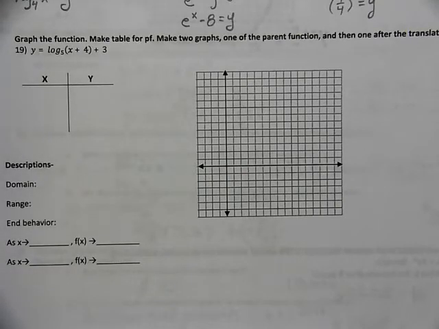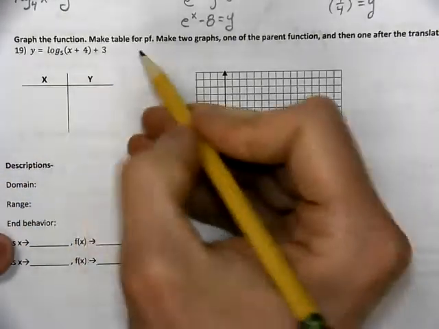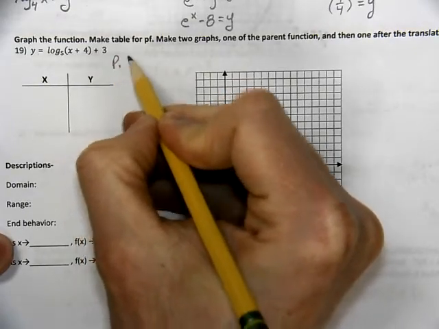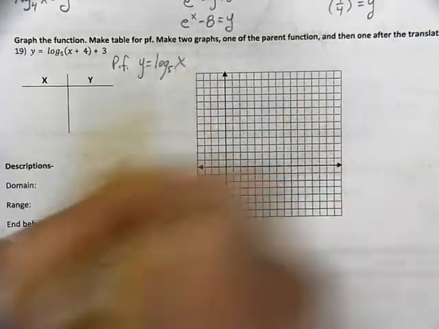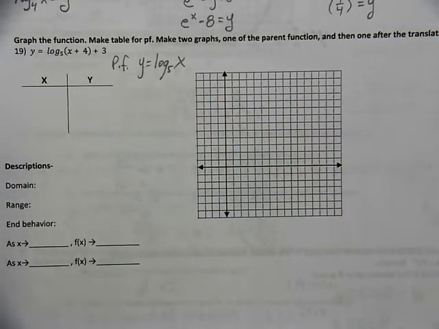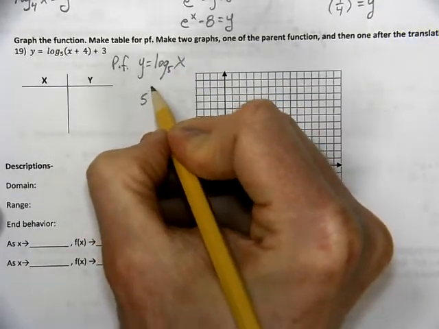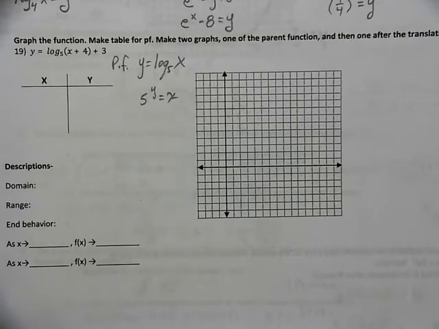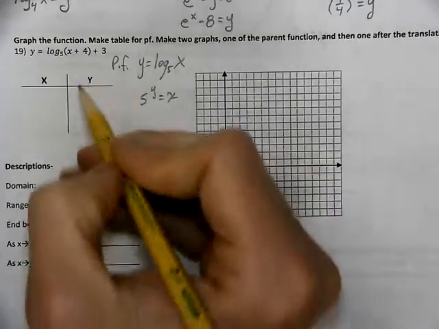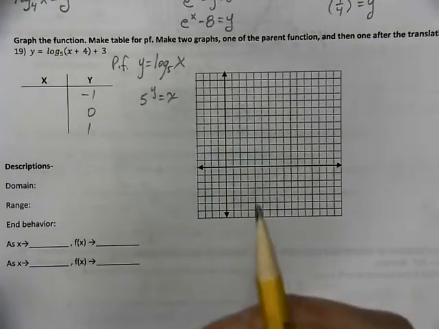We're going to graph the function. We're going to make a table for the parent function, and then we'll make our graphs. So the parent function is y equals log base 5 of x. So for us to actually figure out what the log base 5 of x is, we would say 5 to the y equals x. And we're going to pick values for the y. So -1, 0, 1, even if we pick 2, it would be fine.